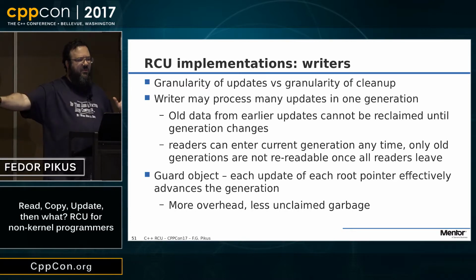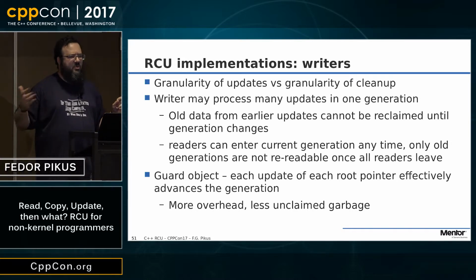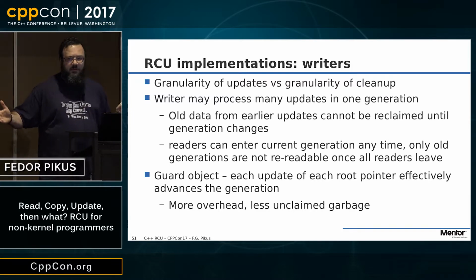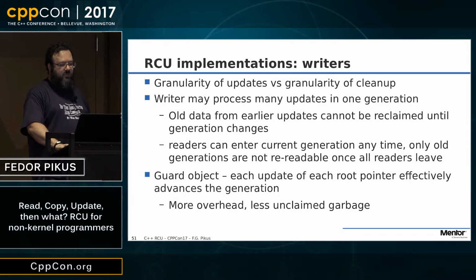So granularity of updates versus granularity of the cleanup. Do you clean up everything, like you wait and then you clean up all the garbage? That's one way. Another way is you can periodically ask, okay, do I have any generations that are not visible by any readers now? I don't want to wait, I just want to know if any of the readers happen to already have left that generation. If yes, I'll reclaim that memory right now with no waiting. If not, I'll keep piling up garbage. Of course, eventually you'll run out of memory, and then you have to wait, but you can do this for a while. Guard objects, where you basically have a root pointer for every data, more overhead, but much less unclaimed garbage because you reclaim faster.